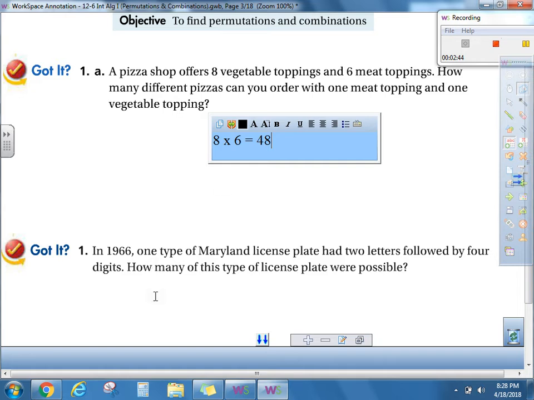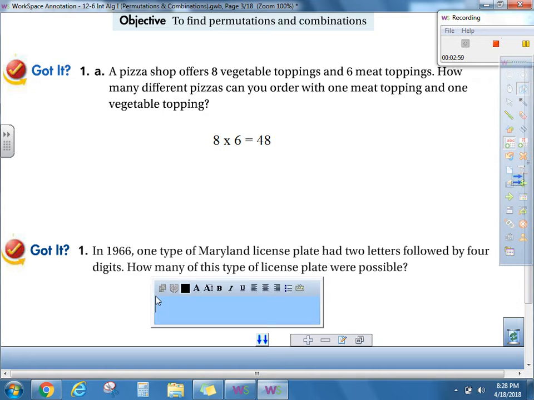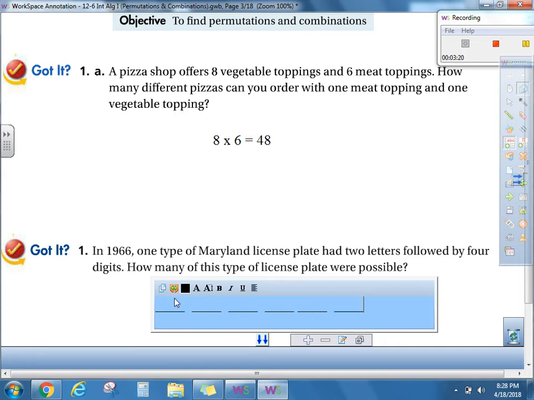So for the next one here, we have one type of Maryland license plates that had 2 letters followed by 4 digits, 4 numbers. How many of this type of license plate were possible? So what I do for these problems is I just create a blank. You have 2 letters followed by 1, 2, 3, 4 numbers. So in each of those blanks, we're going to fill out how many different options we had.